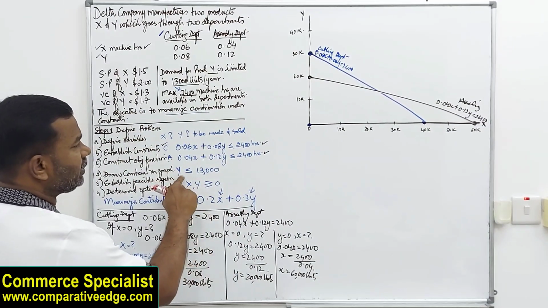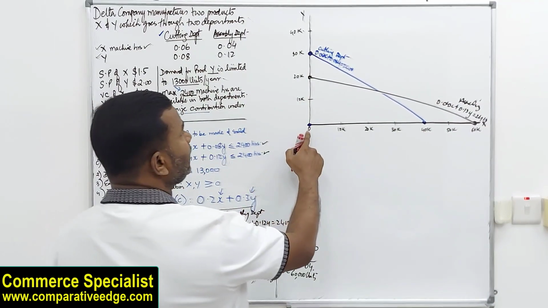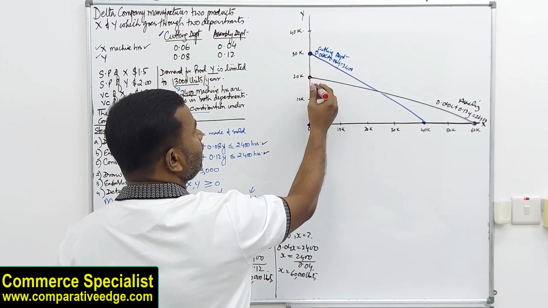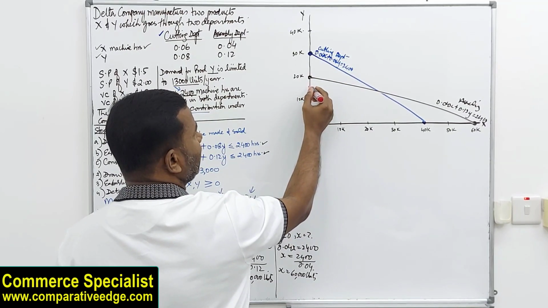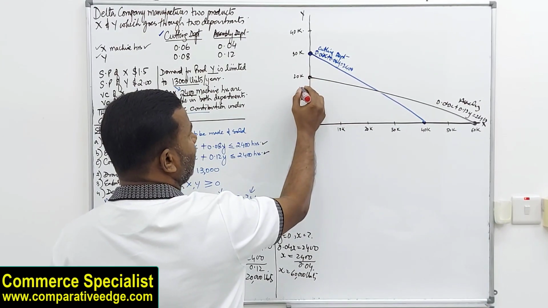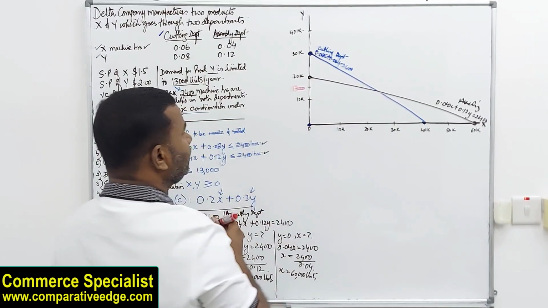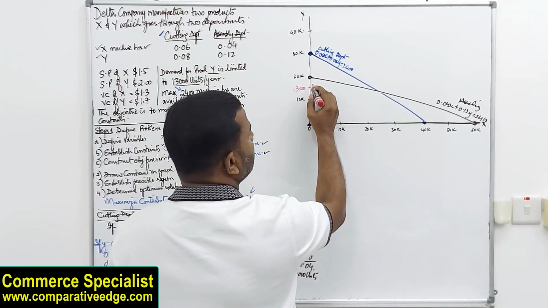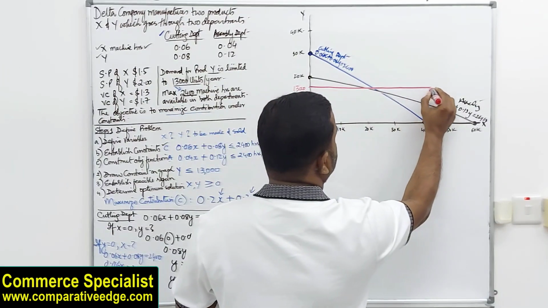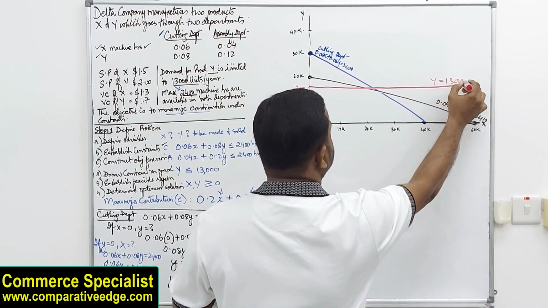The third constraint is for y. The demand for y is 13,000. Now if you see, this is y, this is 10, 15 will be here. Somewhere here I'm just marking because I'm not using a graph paper, so I'm assuming this is 13,000. So if I draw a line here, this is y equal to 13,000.